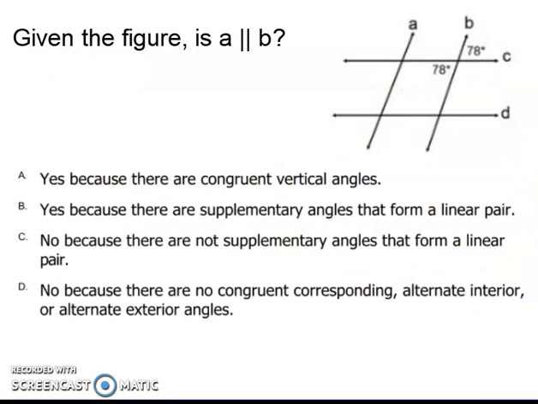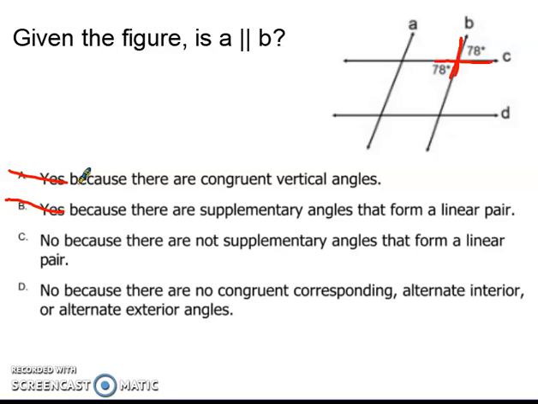Last one, given the figures, is A parallel to B? Well, if I look at that picture, I do see two congruent angles, and I do see that they're vertical angles, and we do know vertical angles are congruent. However, vertical angles do not prove anything parallel. They are only falling on two lines. There's not a third line that crosses. There's not a second parallel line. So automatically, A and B are gone. Vertical does not prove parallel.